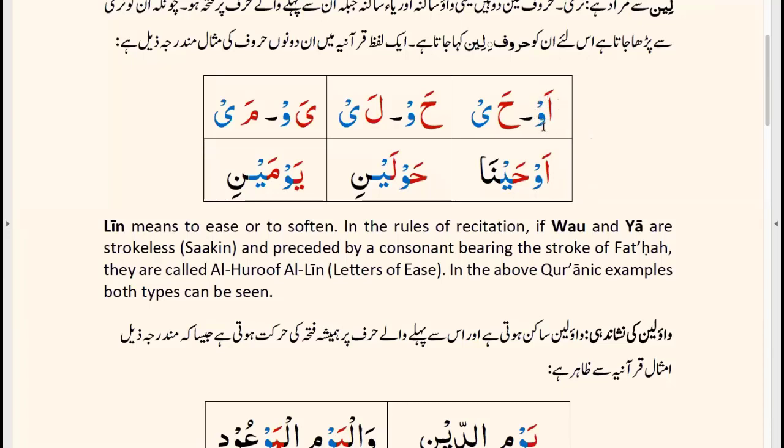So do you know the two rules by which we can recognize vowel-een? If waw or ya has a jazm and the consonant before it has a fatha on it, it becomes a vowel-een or ya-een. Wow, that was so beautifully explained. Well done. I'm very amazed.